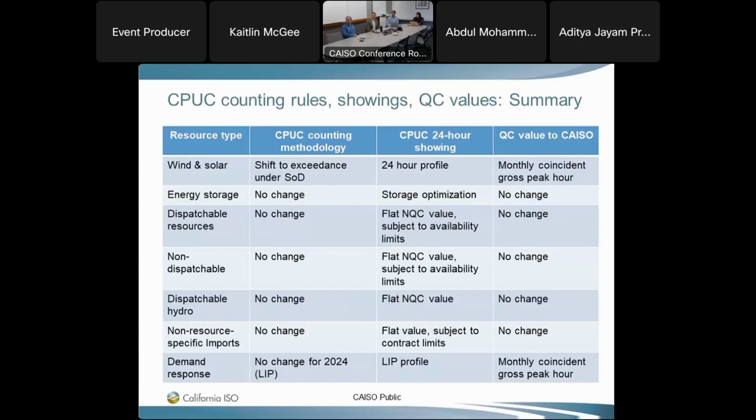Perry Servideo, CISA. I just had a clarifying question on the wind and solar. You're noting here that the CPUC moved to an exceedance value, and you also note that the QC value the CAISO is going to get is the monthly coincident gross peak hour. I just want to confirm, it's a two-part question. First, you're saying that you're now going to be counting the QC as the exceedance as well, as opposed to the ELCC. Is that understanding correct?